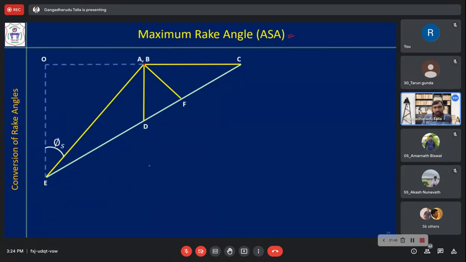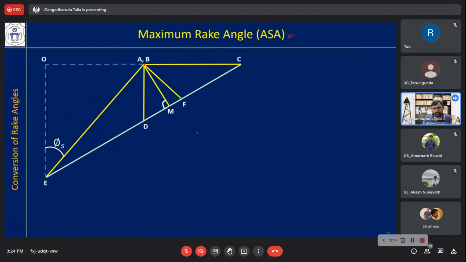Okay. Now we are talking about the ASA system. So consider triangle BDC. Before that, from point B you have drawn a vertical line onto line EC, so that it intersects the EC line at M.